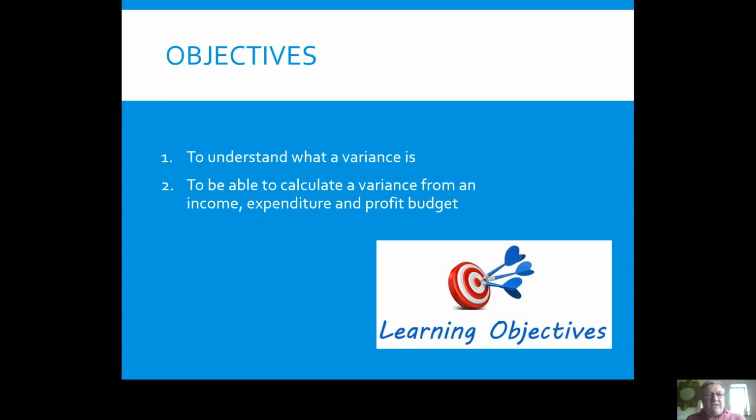So here are our objectives for the day: to understand what a variance is, and hopefully you're starting to get a very big clue on that now, and to be able to calculate one for 3 different budgets: one for income, one for expenditure, and one for profits.